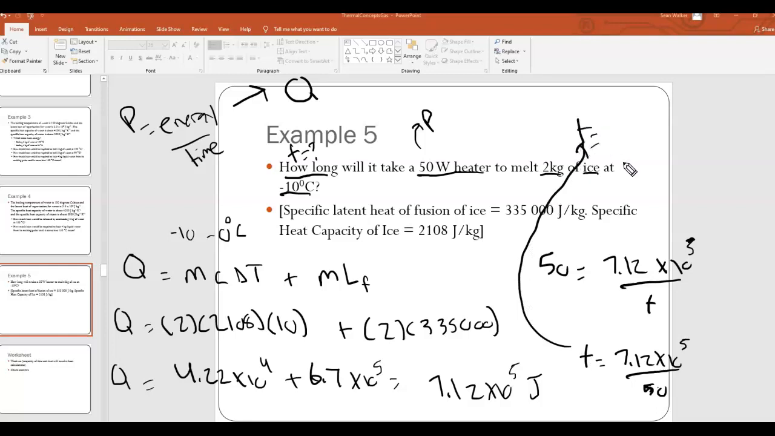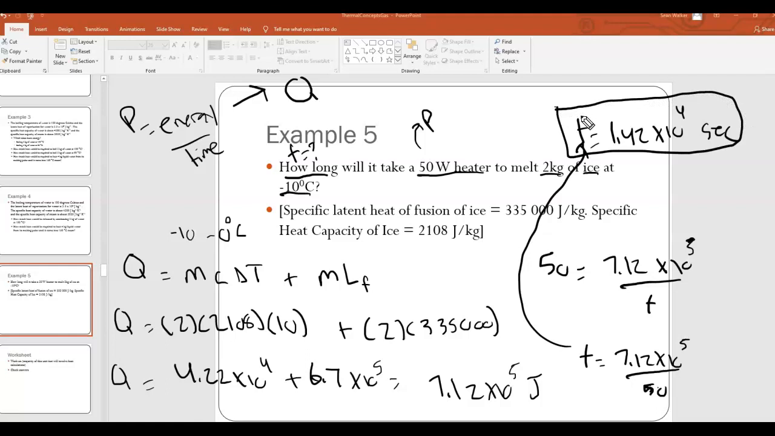T should be equal to, again, your answer might be slightly different depending on how you rounded. That's fine, that's not a big deal. 1.242 times 10 to the 4 seconds. Which, by the way, if you think that's a long time, it is. Then again, it's a very weak heater, and you're trying to melt a pretty good amount of ice. Okay, so this is the example, or the answer to example 5.